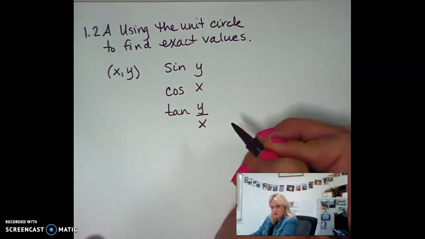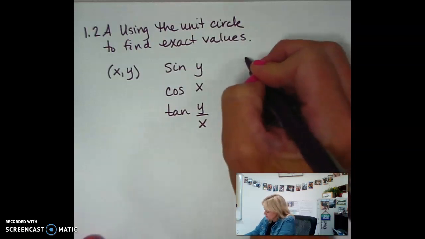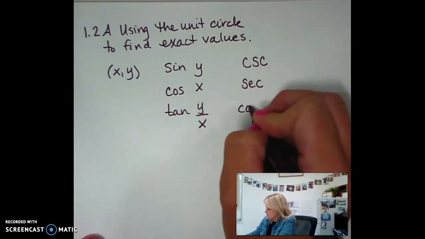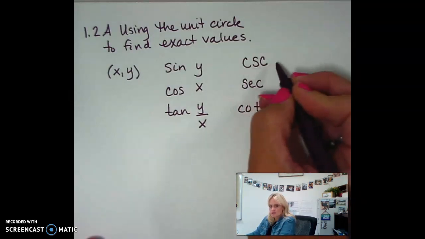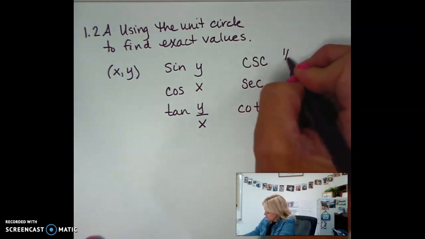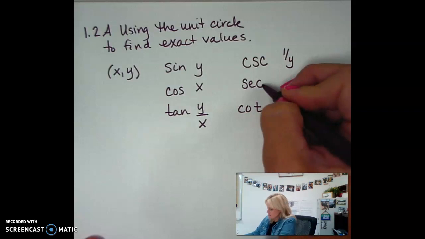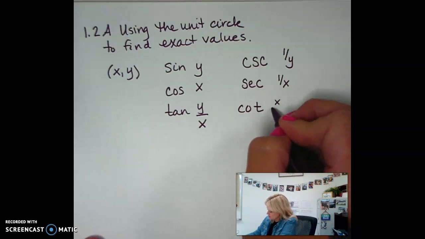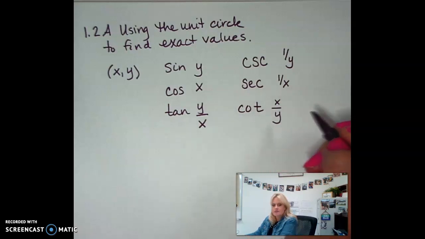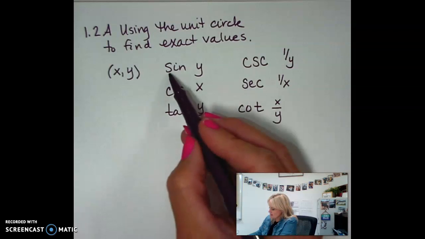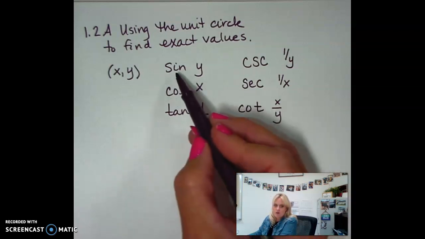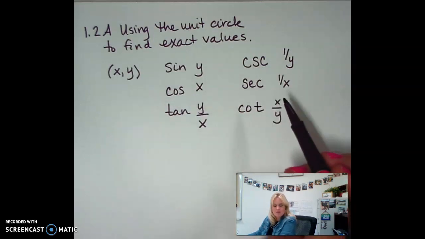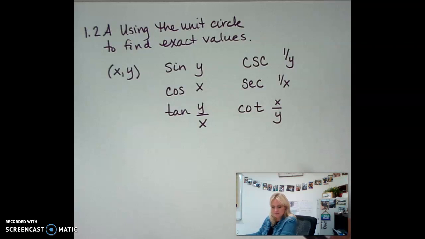There are also 3 more trig functions that we need to talk about, and that is cosecant, secant, and cotangent. The cosecant is the reciprocal of sine. The secant is the reciprocal of cosine, and the cotangent is the reciprocal of the tangent. Now, the way I remember is that S and S do not match. So you have to have one S and one C, or one C and one S. I don't know if that helps you, but it helps me remember which is what.